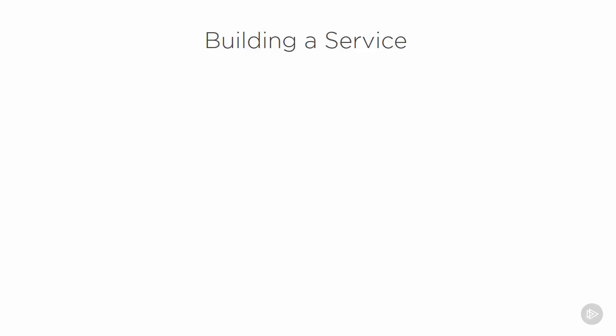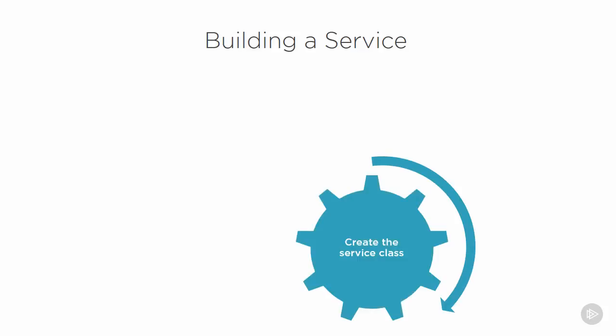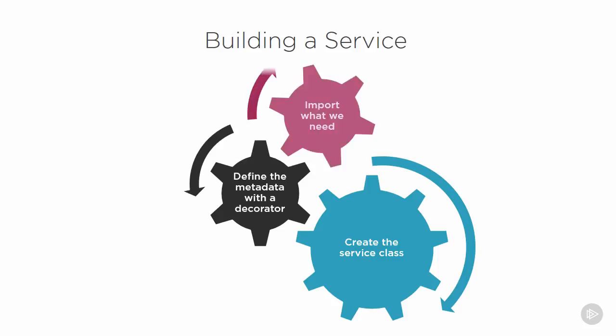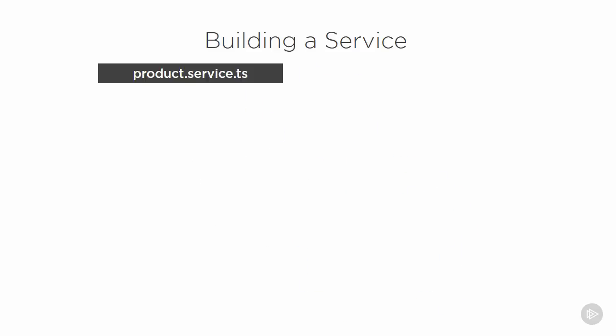Are we ready to build a service? Here are the steps. Create the service class, define the metadata with the decorator, and import what we need. Look familiar? These are the same basic steps we followed to build our components and our custom pipe. Let's look at the code for a simple service.